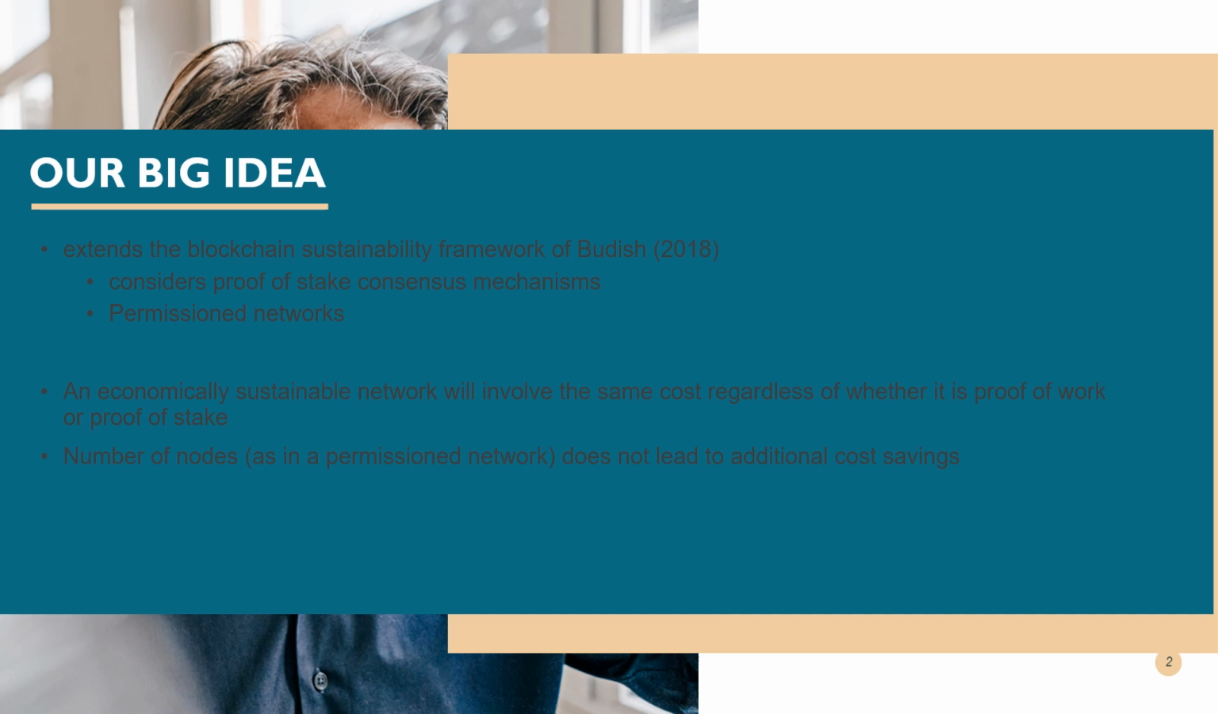The second big idea of this paper demonstrates that an economically sustainable network will involve the same cost regardless of whether it is proof of work or proof of stake, although in the latter the cost will take the form of liquid financial resources. The third idea is to show that regulating the number of nodes, as in a permissioned network, does not lead to additional cost saving.